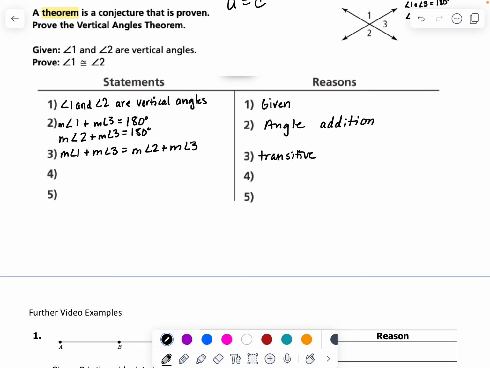Now we want to get to this. Whenever you get stuck, sit there and look back up at the proof and say, what do I want to get to? Okay, I want to get to 1 being equal to 2. And currently, I have 1 and 2 on each side. So we're really getting close. We've got this extra 3 on each side we need to get rid of. So what I want to do is subtract my measure of angle 3 from both sides. So I end up with measure of angle 1 equals the measure of angle 2 by subtraction.